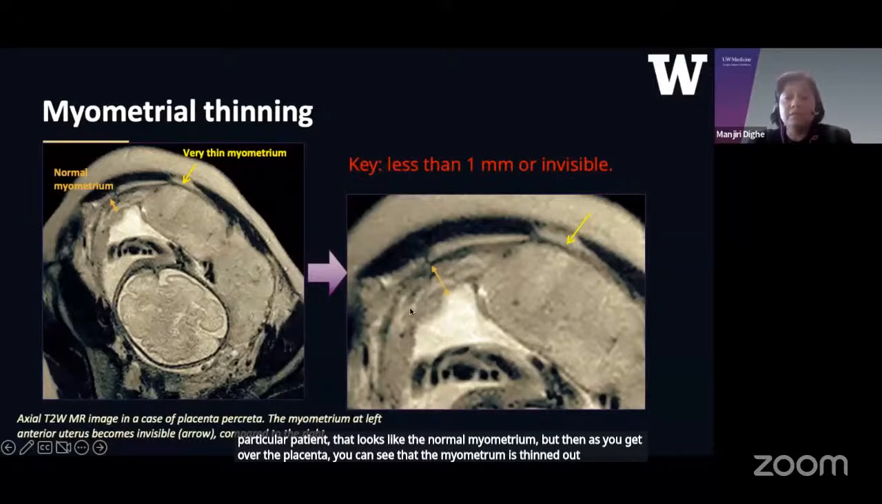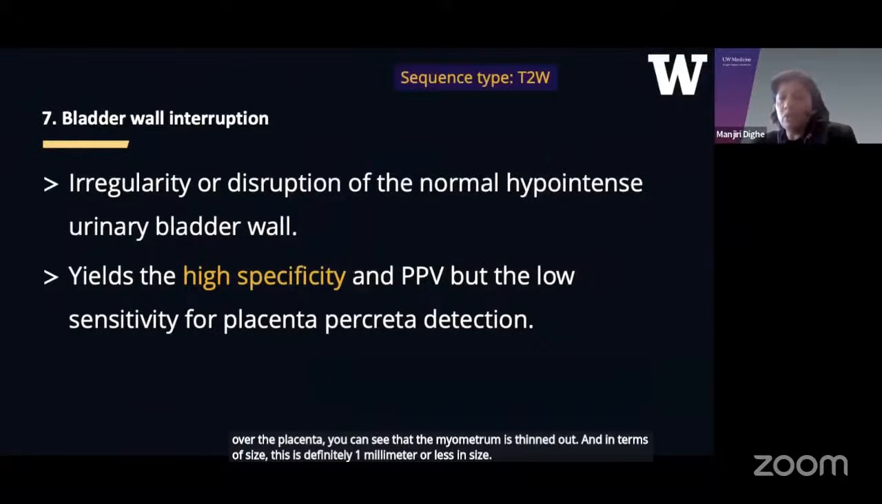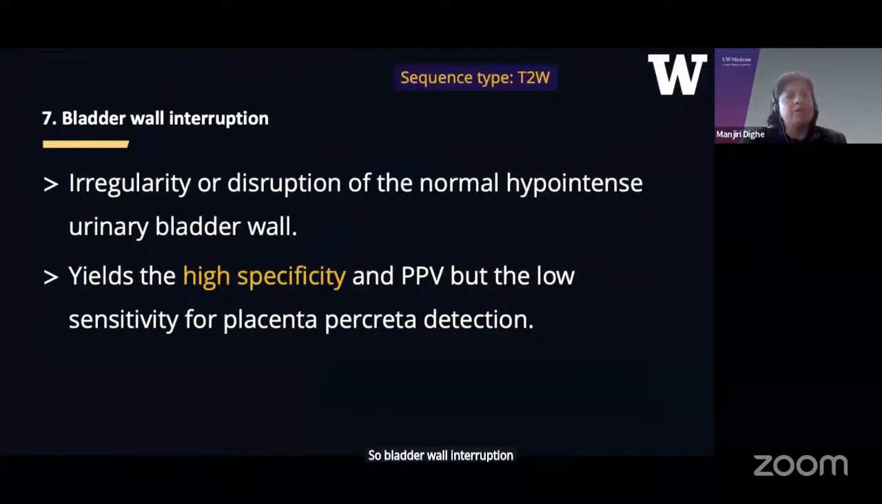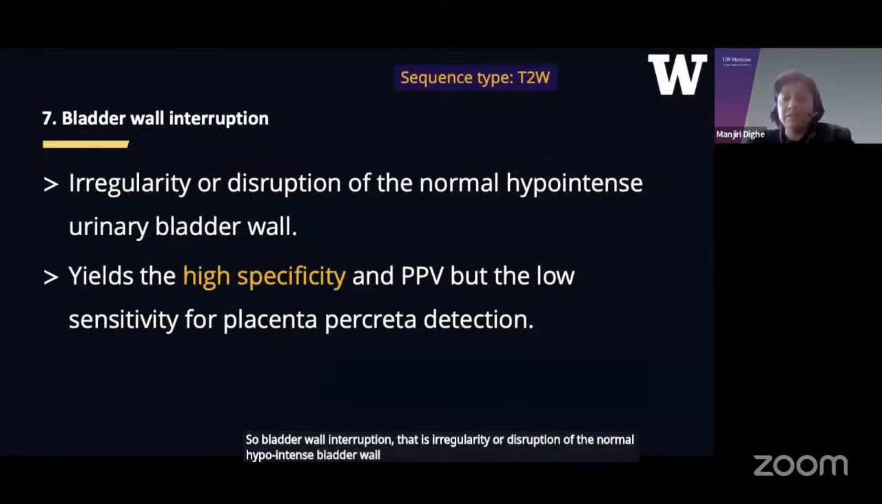And in terms of size, this is definitely 1 millimeter or less in size. So bladder wall interruption, that is irregularity or disruption of the normal hypointense bladder wall. This has high specificity and positive predictive value, but low sensitivity for placenta accreta detection.